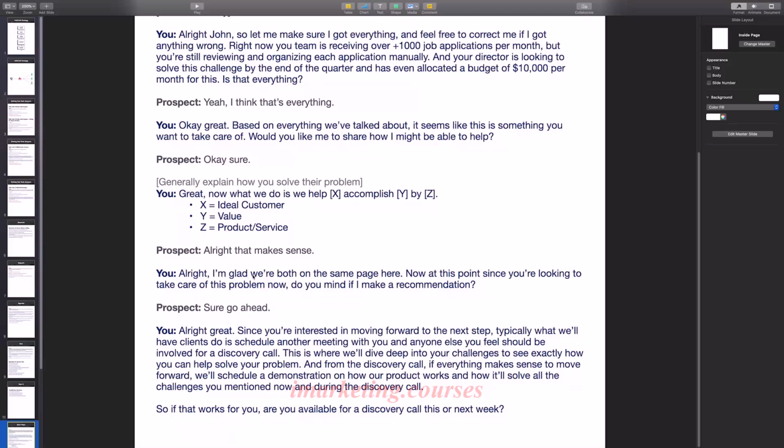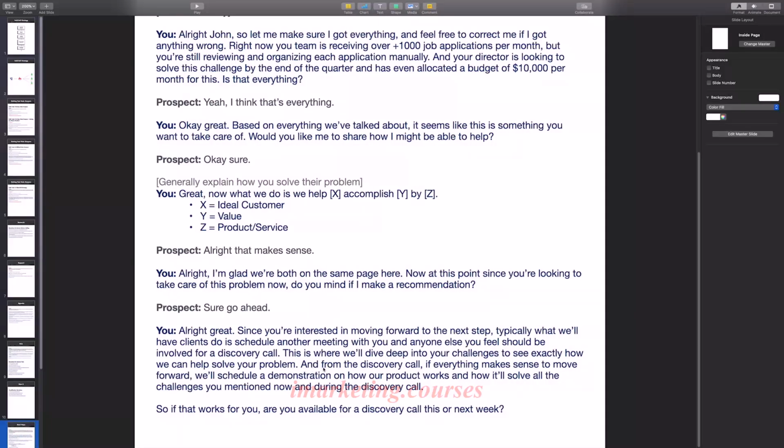Now, at this point, since you're looking to take care of this problem now, do you mind if I make a recommendation? The prospect says, sure, go ahead. And you'll say, all right, great. Since you are interested in moving forward with the next step, typically what we'll have clients do is schedule another meeting with you or anyone else you feel should be involved for a discovery call. And this is where we're going to dive deep into your challenges to see exactly how we can help solve your problem.